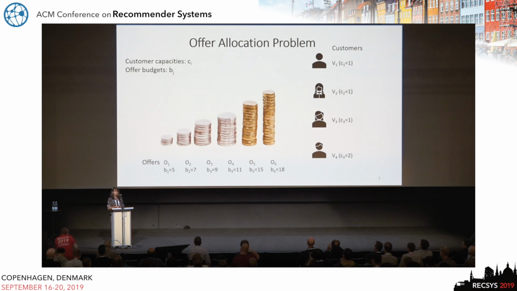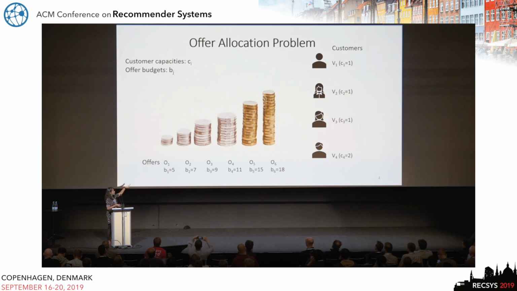So this offer allocation problem can be illustrated as shown here. Here we have 6 offers, each with a different budget. For offer 1 we have only 5, for offer 2 we have 7, etc., and offer 6 has the most budget, at 18 offers. And we have 4 customers in this case.